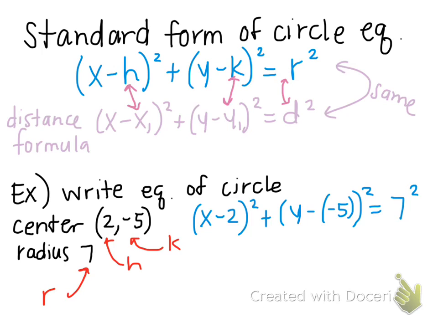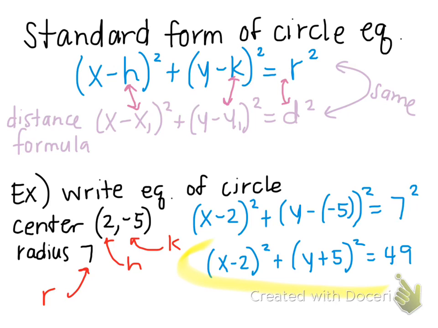And the only thing to do from here is to simplify a little bit. I have a negative minus a negative, so I can change that y minus -5 into y plus 5, and that 7 squared can be written as 49. So here's our final answer: (x - 2)² + (y + 5)² = 49.